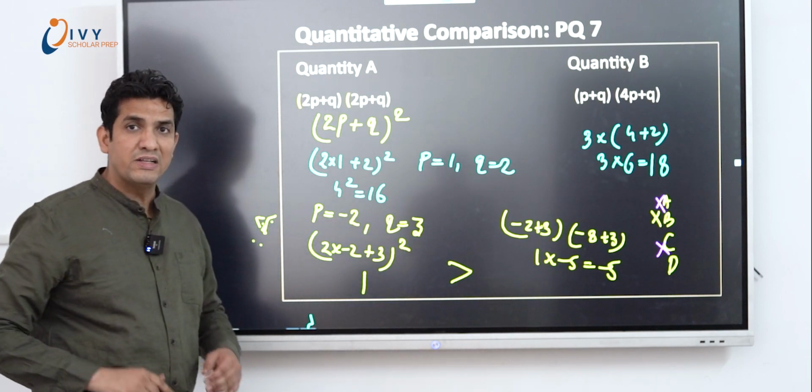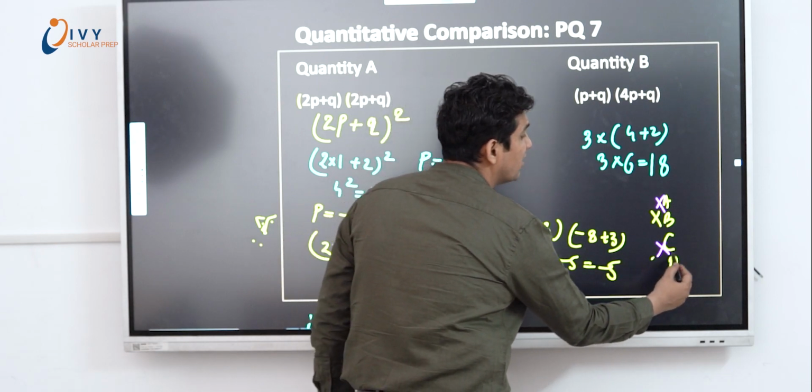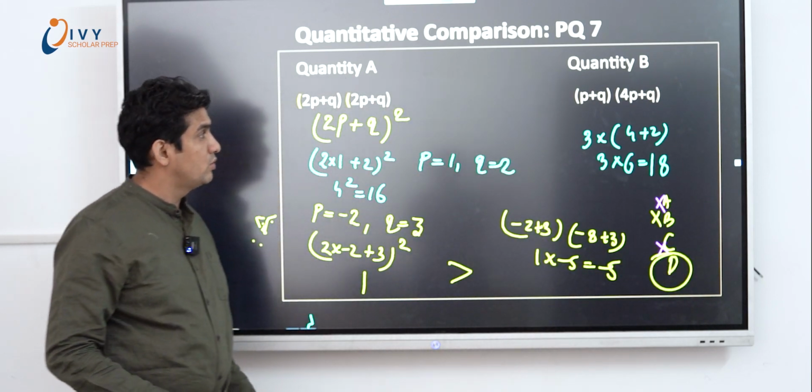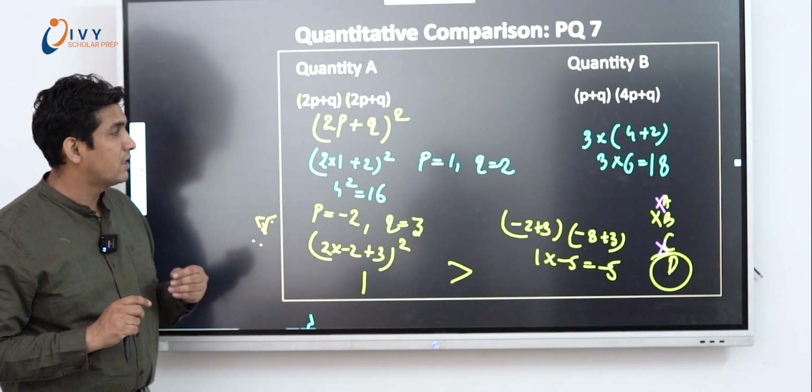So that's where we will say the correct answer for this problem is going to be answer D, the relationship cannot be determined. So that's your answer here. I hope you understood this. That's the way to do it, right?